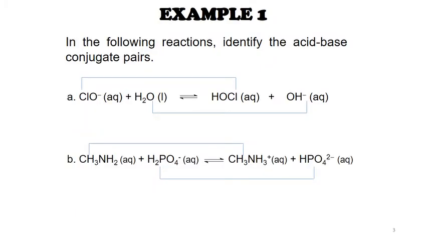So H3O+ ion is the conjugate acid because it accepts a proton from water. Example 1. In the following reaction, identify the acid-base conjugate pair.